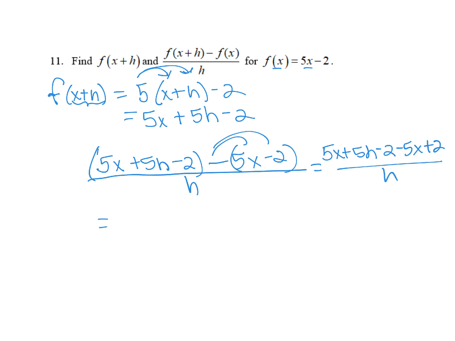Then if you notice, I have some like terms. 5x minus 5x, negative 2 plus 2 all cancel out. And it leaves me with only 5h on the top. So 5h divided by h is 5. So the difference quotient for f of x equals 5x minus 2 gives me 5.